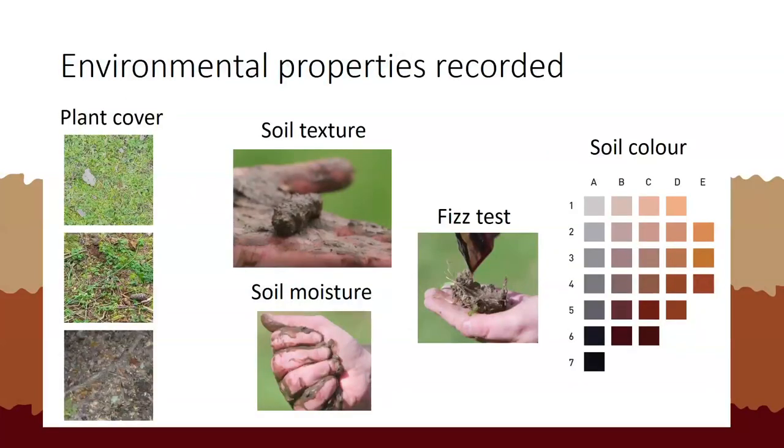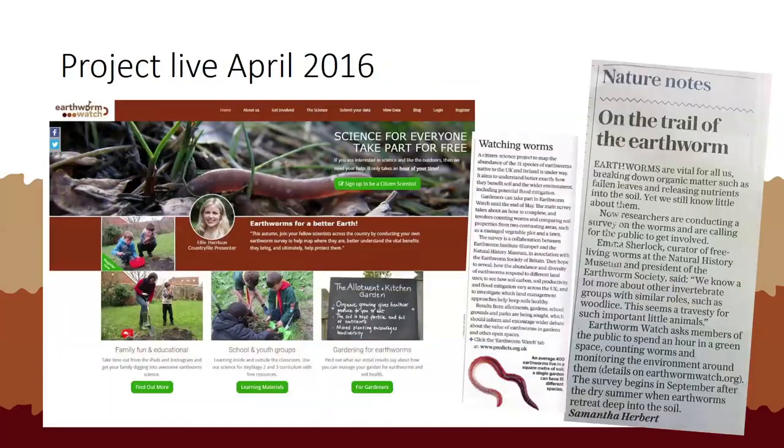And we also ask them to record some environmental properties: the amount of plant cover in their square, soil texture on a simple hand texturing just between clay, loam and sand, and soil moisture, again on a simple 3-point scale. We provide a packet of vinegar as a crude test for calcium carbonate content, and we ask them to choose soil colour over a modified Munsell chart. The darkness of the colour is hopefully a proxy for the amount of carbon in the soil.